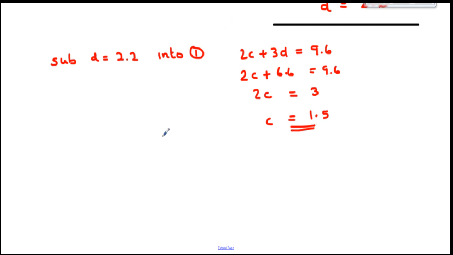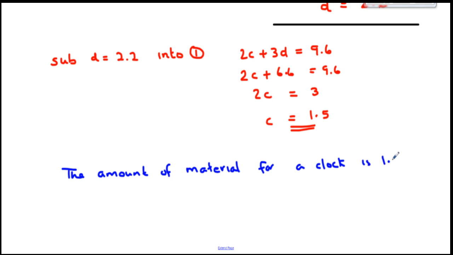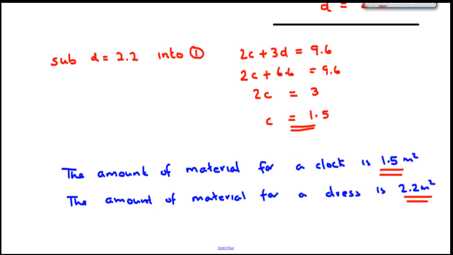Now the next part is really important. You must make a statement. You can lose 1 full mark if you do not write down the answers in the context of the question. So you have to say the amount of material required for a cloak is 1.5 metres squared, and the amount of material required for a dress is 2.2 metres squared. If you do not write that down, you will not get the last mark in this question.